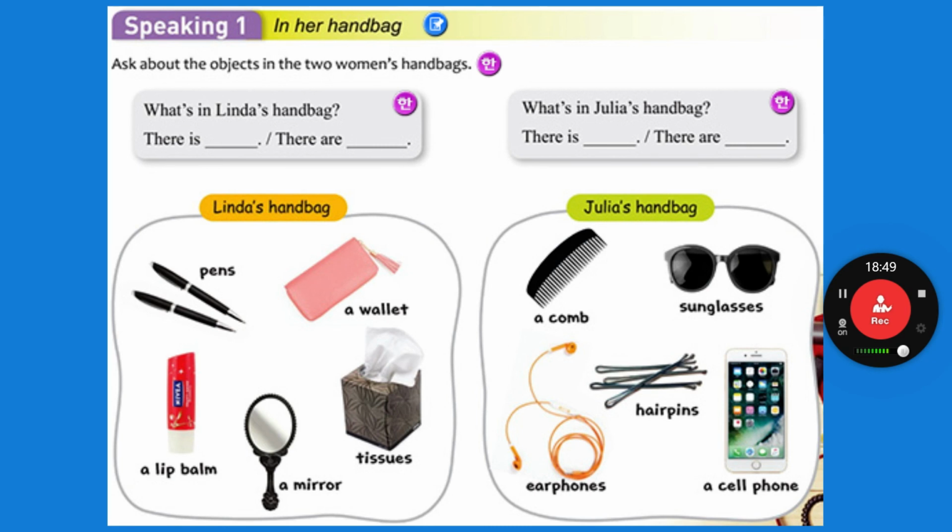Once again, sunglasses and earphones and hairpins all have an S, so there's more than one of them. A comb, a cell phone means there's only one. So you use there is with a comb, and there are with sunglasses.